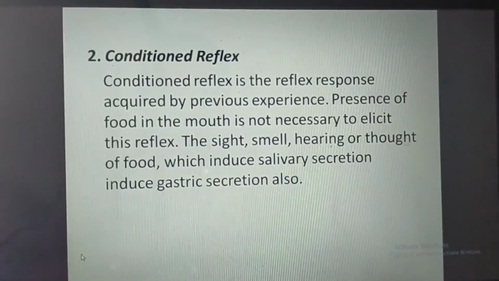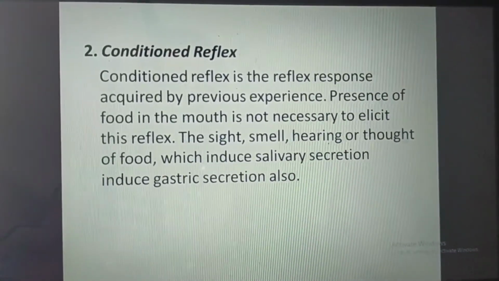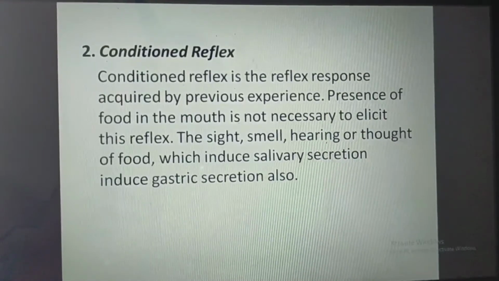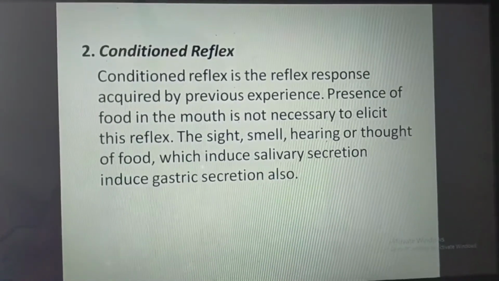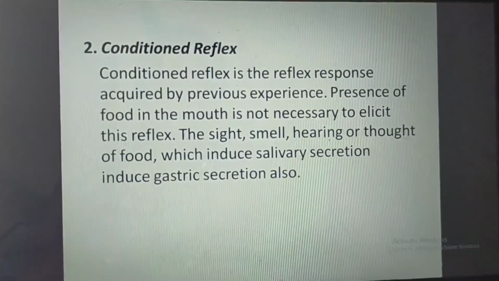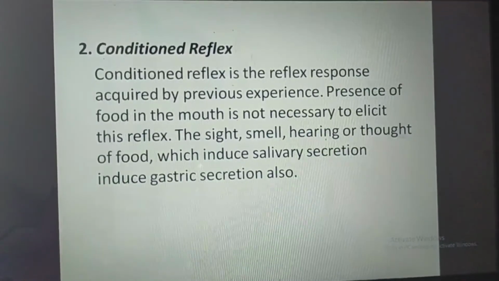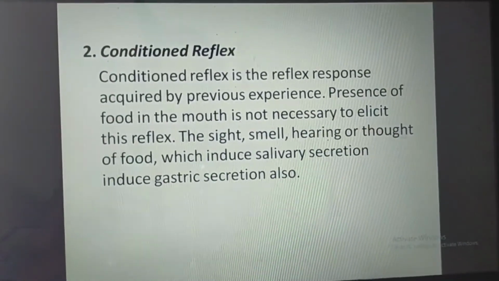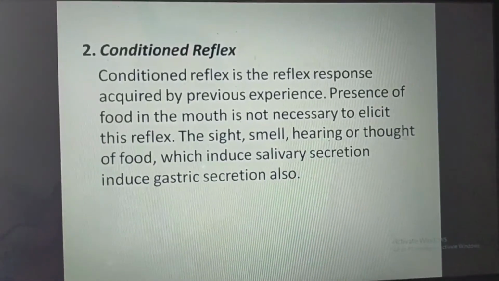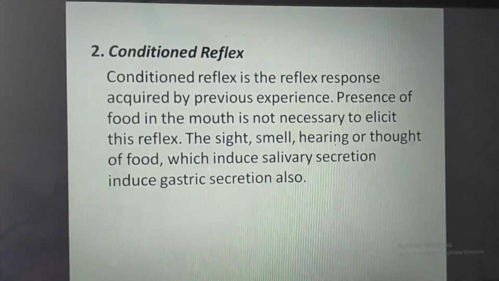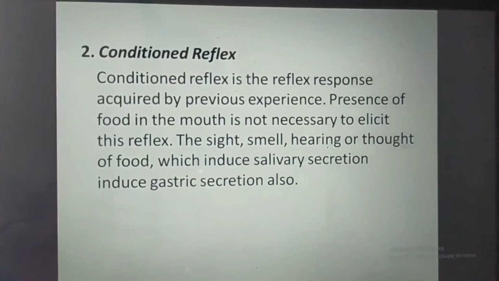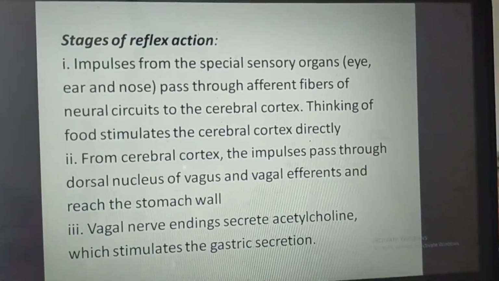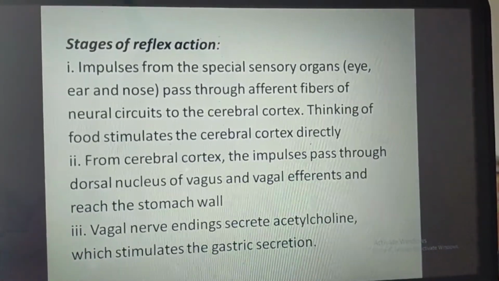Conditioned reflex. Conditioned reflex is a reflex acquired by previous experience. Presence of food in the mouth is not necessary to elicit this reflex. The sight, smell, hearing of, or thought of the food, which induce salivary secretion, induce gastric secretion also.